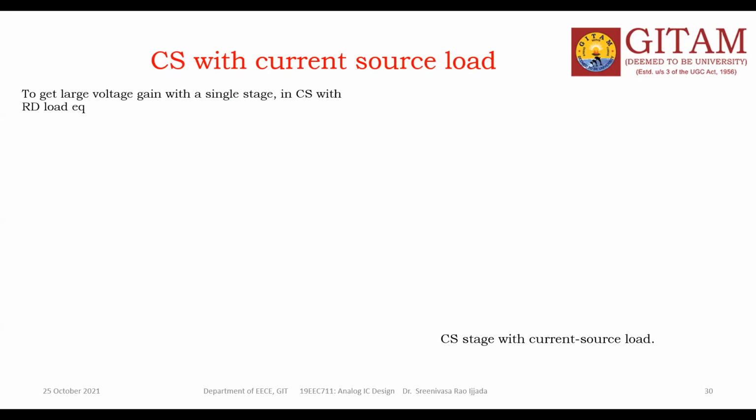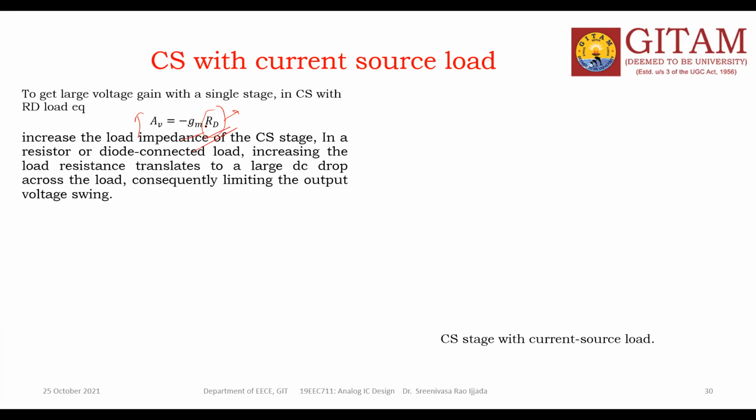This is my equation. Generally, in the common source with RD, this is the gain equation: AV is equal to minus gm into RD. Here in this equation, RD is the load resistance explicitly connected, and gm is the transconductance. So if you want to increase this gain, definitely RD should be increased and gm should be increased.